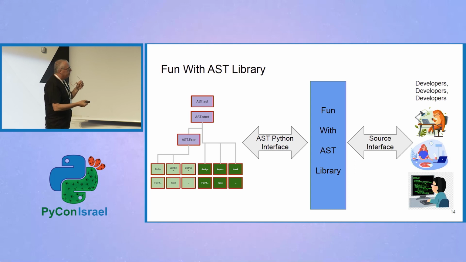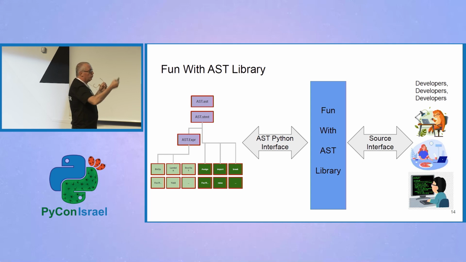The Fun with AST library actually suggests a different interface to modify programs. Instead of actually working directly on the abstract syntax trees, we will use source code, a new source code, in order to modify the original program. And then everything becomes much easier.